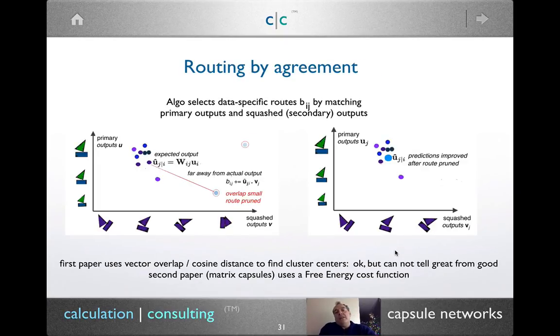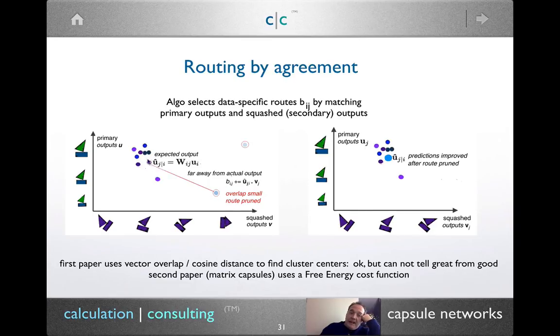Now we have to talk about the magic of this algorithm, which is routing by agreement. The idea is that we're going to select data-specific routes by matching the primary outputs and the secondary outputs, which are these squashed outputs. So, from the left, you have examples of primary outputs, guesses, various vectors representing the triangles and rectangles in the image that we're looking at. When we average them, we get these u hat vectors here. And this is our expected output.